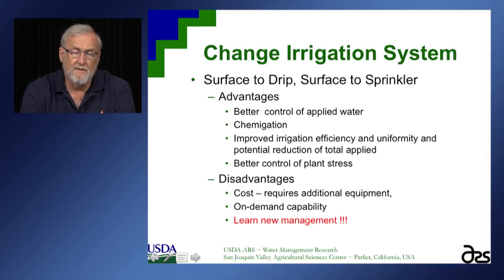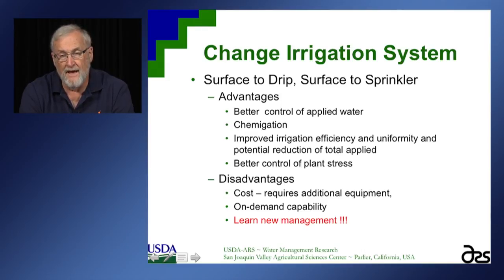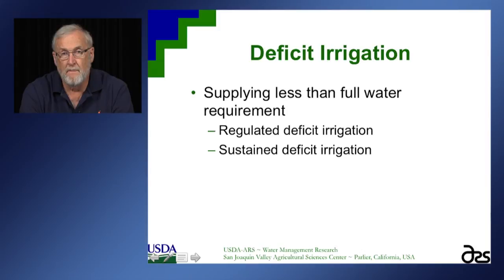And I think the most critical thing then is we have to learn new management. You don't manage a drip system the same way you manage a furrow irrigation system. And this is absolutely critical. To really derive the benefit from this system, you have to learn how to operate it properly and manage it properly to fully derive the benefits.